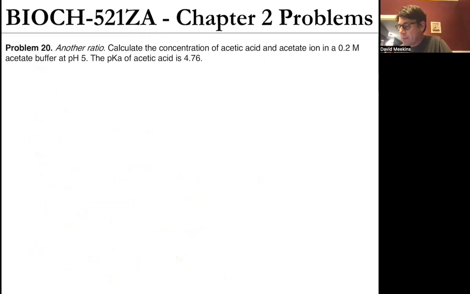So this problem says another ratio. Calculate the concentration of acetic acid, which we know is the protonated acid form, and acetate ion, which is the deprotonated form, in a 0.2 molar acetate buffer at pH 5. And the pKa of acetic acid is 4.76. So how do we do this one?